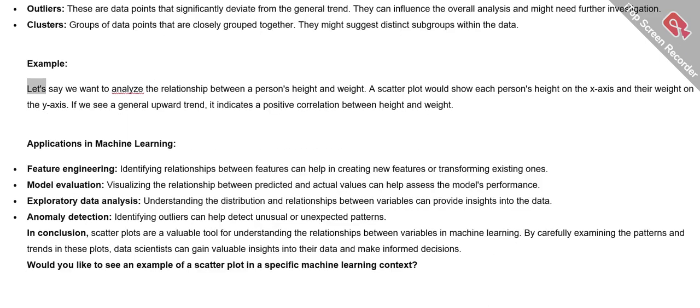Example. Let's say we want to analyze the relationship between a person's height and weight. A scatter plot would show each person's height on the x-axis and their weight on the y-axis. If we see a general upward trend, it indicates a positive correlation between height and weight.